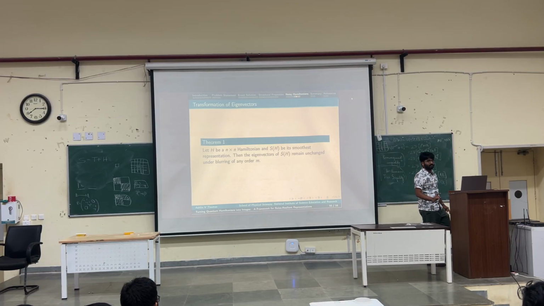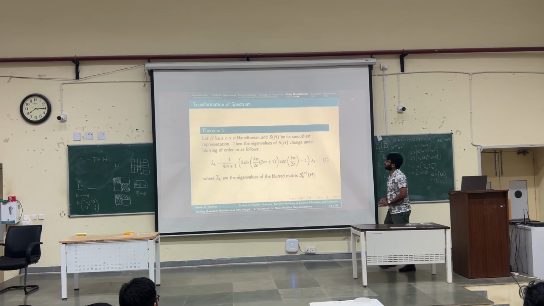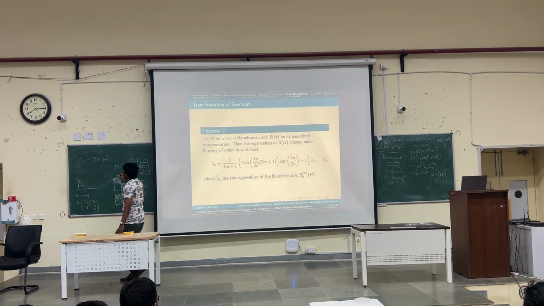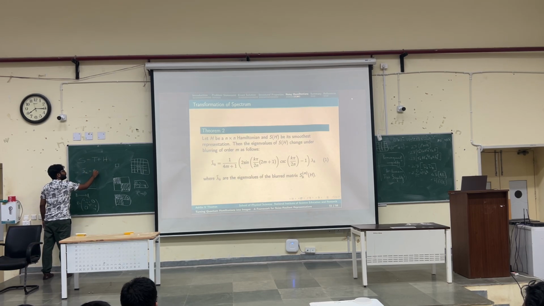Now the question is, will it change the eigenvalues? It will, but it changes in a very nice way. What happens is that the kth eigenvalue just gets multiplied by a constant. So the new kth eigenvalue is just a constant times the old eigenvalue.